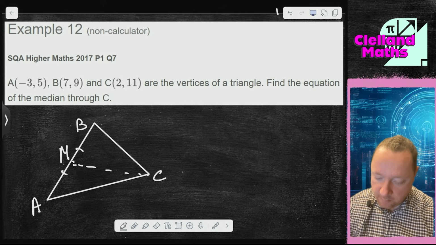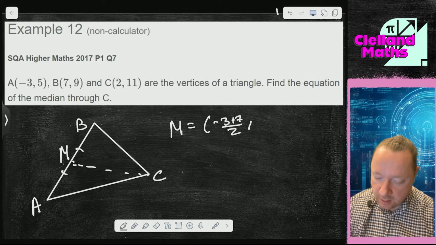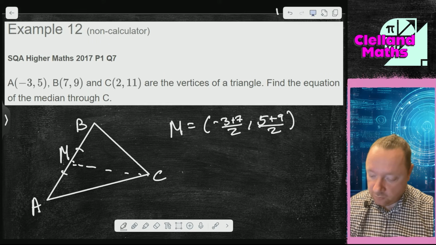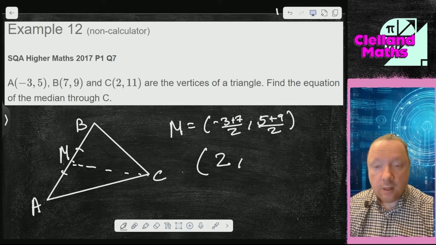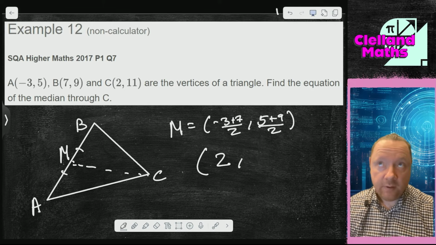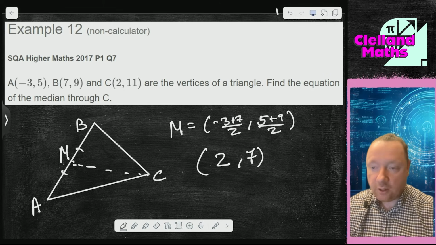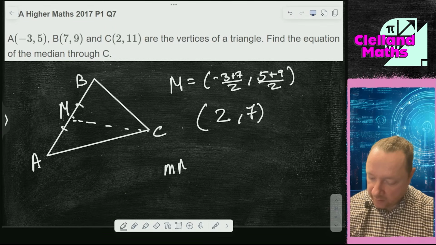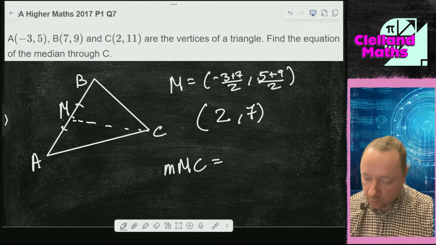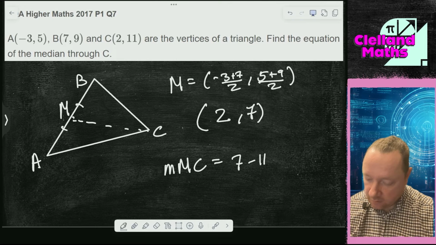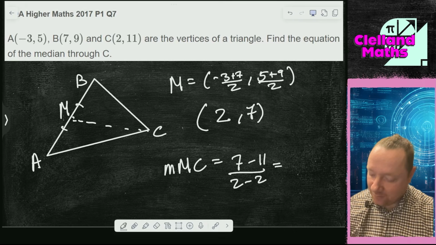So if I call that M, it is equal to minus 3 plus 7 divided by 2 and 5 plus 9 divided by 2. 7 minus 3 is 4, divided by 2 is 2. 9 plus 5 is 14, divided by 2 is 7. So we get 2, 7. So we need the gradient between M and C. Well, that is 7 minus 11 over 2 minus 2. We're getting there. So 7 minus 11 is minus 4 over 0.